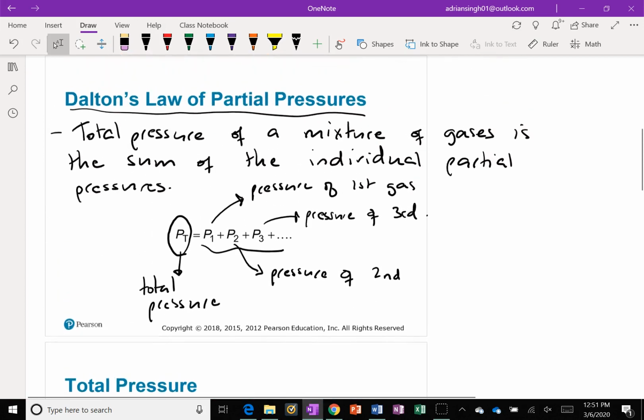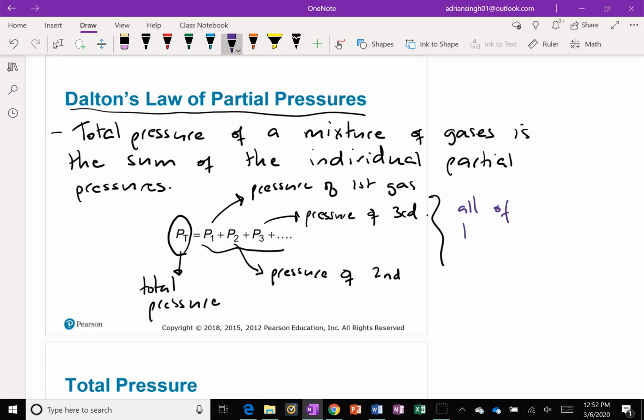The only thing you need to pay attention to with Dalton's law of partial pressures is you want to make sure that all of the pressures are in the same unit, so you can add them together properly. Convert them all to atmospheres if you need to, or convert them all to millimeters of mercury if you need to, but make sure that they're all in the same unit of pressure.